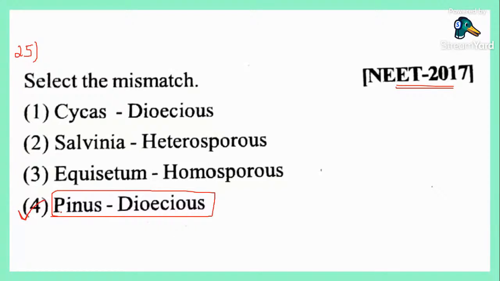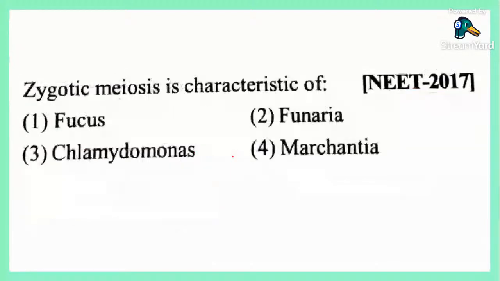So you have to understand this example. Salvinia is heterosporous, Equisetum is homosporous. Very, very important. Question number 26.